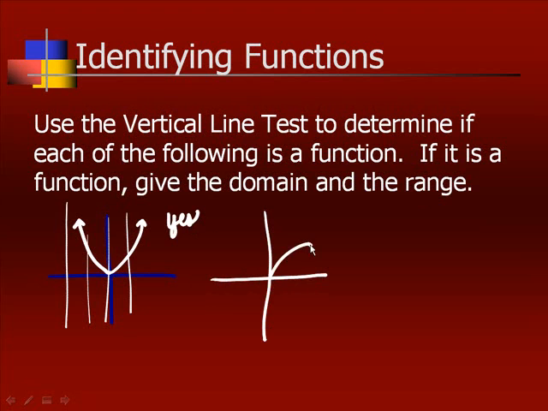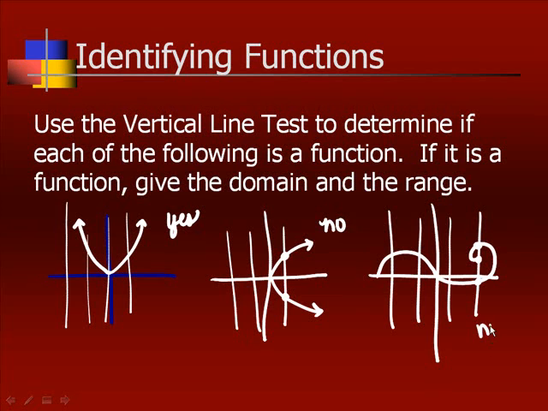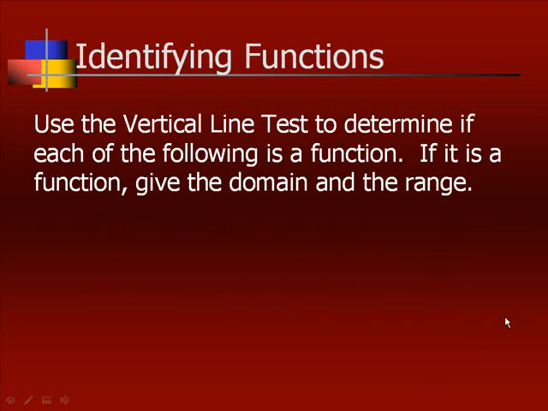Okay, let's try another one. What about the parabola laying on its side? We're okay, we're okay. As soon as we draw a vertical line, any vertical line, and we hit the graph in more than one spot, then it's not a function. What about that? We're okay here, we're okay here, we're okay here, but there was at least one spot on the graph where we hit the graph in more than one spot. So, no, that is not a function.